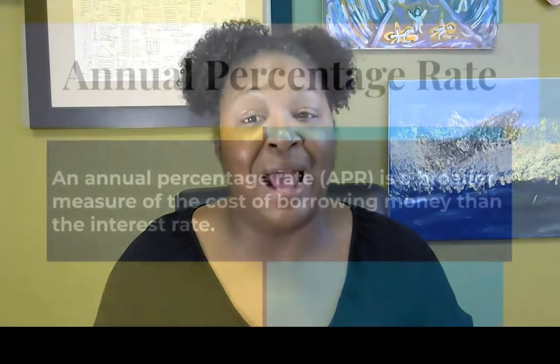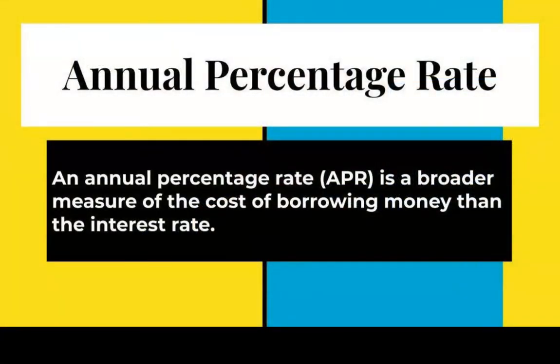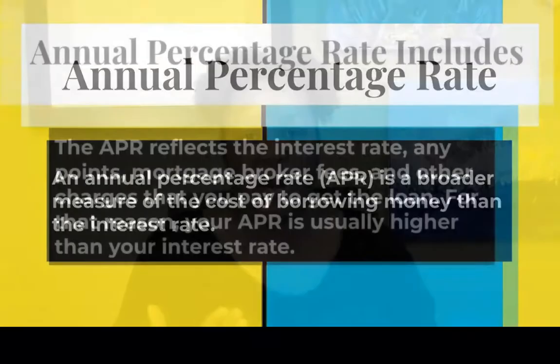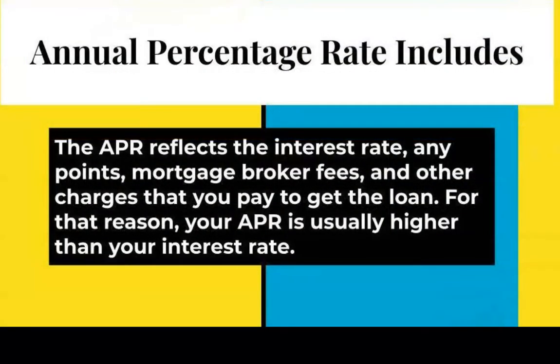For that reason, your APR is usually a little bit higher than your interest rate. So basically, the APR is going to include not only your mortgage interest rate, but also a number that includes the fees and other charges that you would get from your lender.